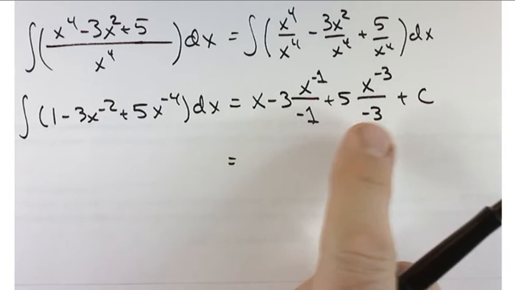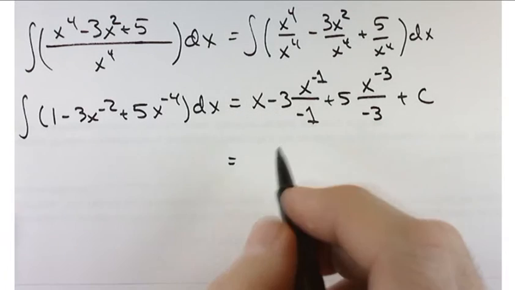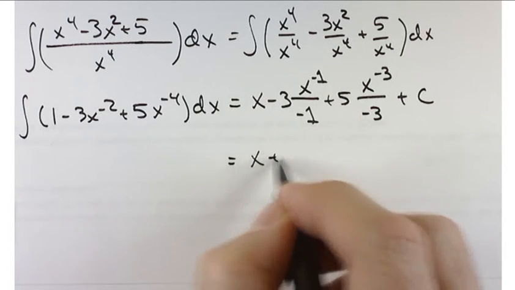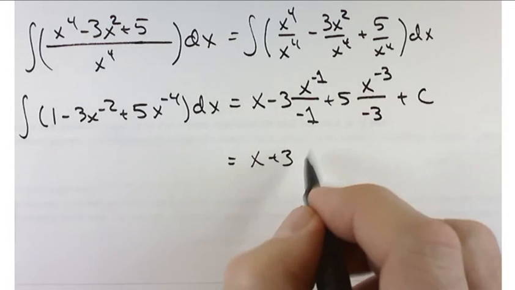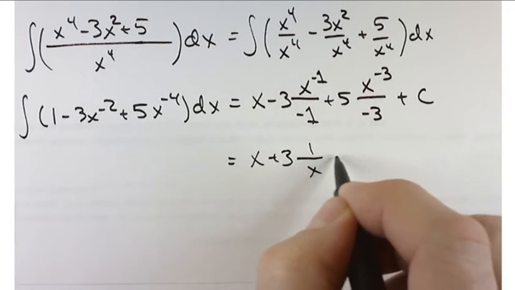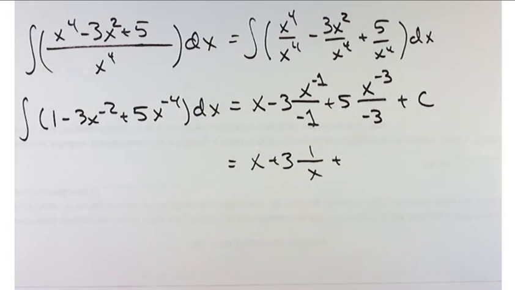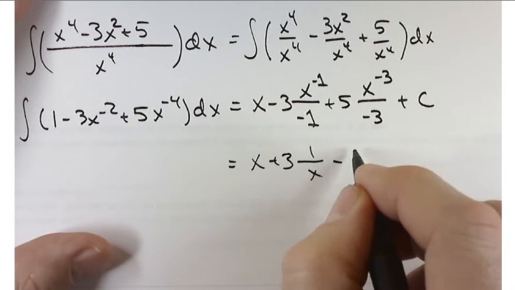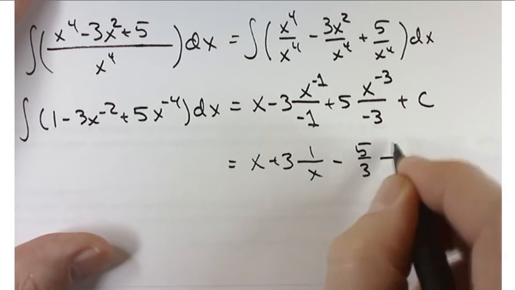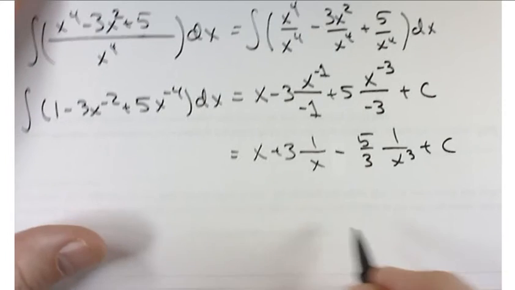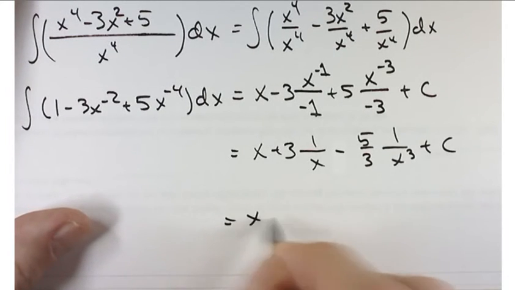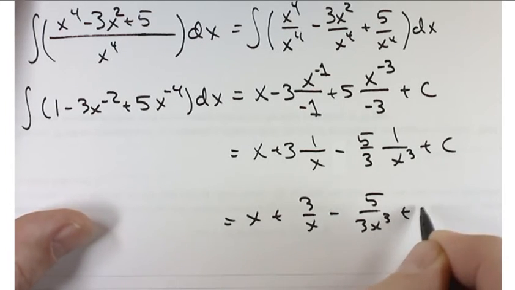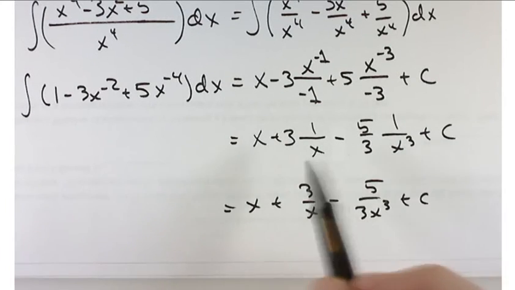So that's like the first part. We should clean this up a little bit. The negative and negative cancel each other out. I'll end up with x plus 3. X to the negative first can go in the denominator. Plus, actually it wouldn't be a plus, would it? It'd be a minus. 5/3 times 1 over x cubed plus your constant. I mean, if you want to rewrite it from there, I don't care. 3 over x minus 5 over 3x cubed. Just clean it up at least a little bit on those.